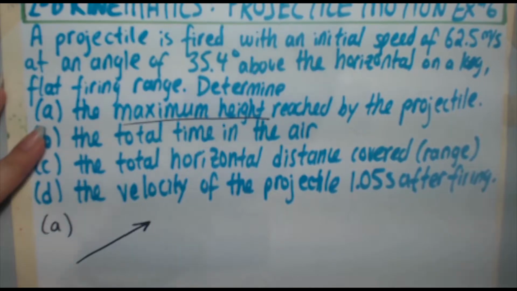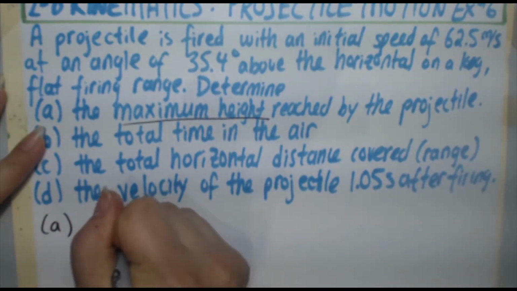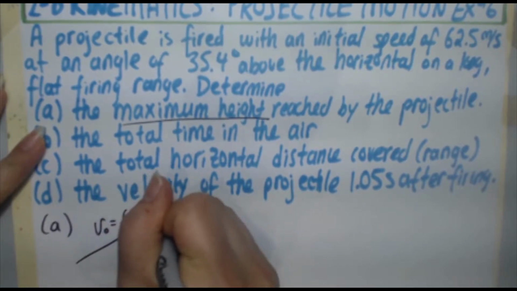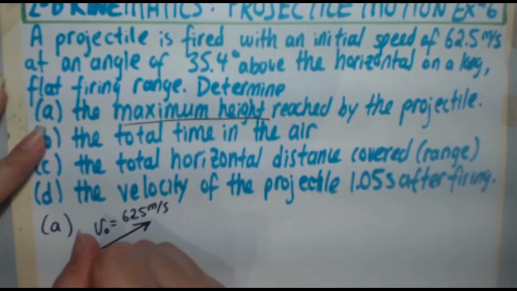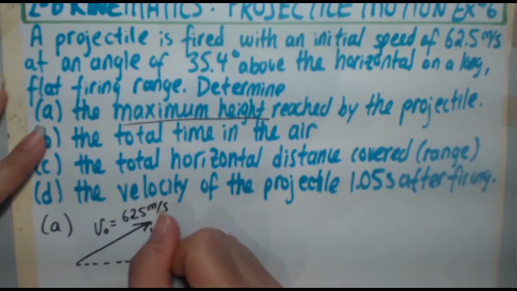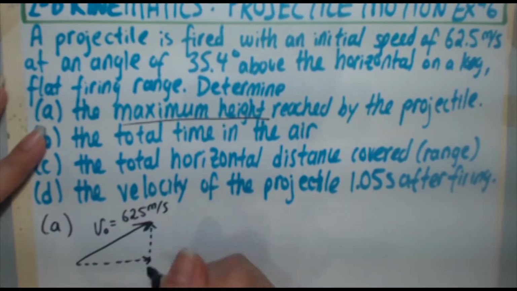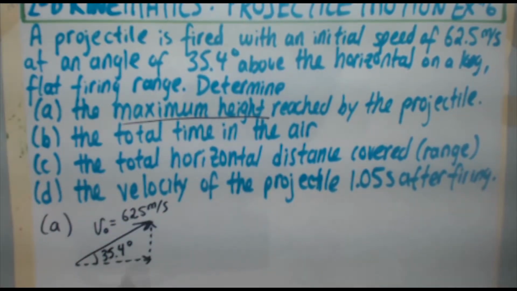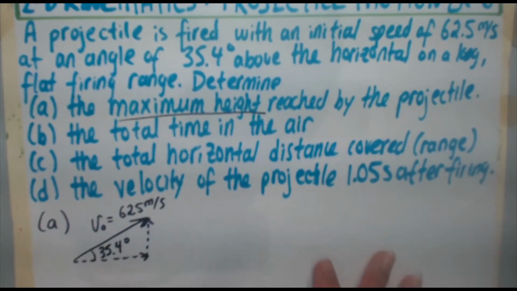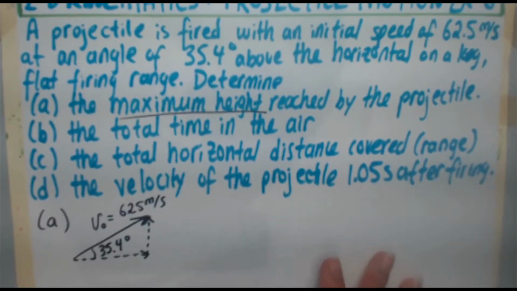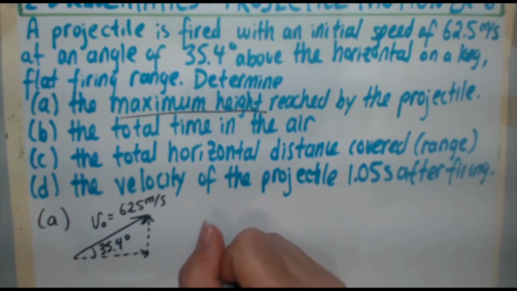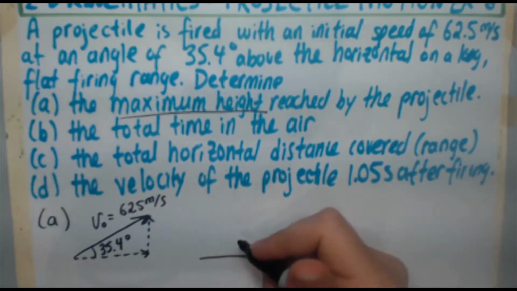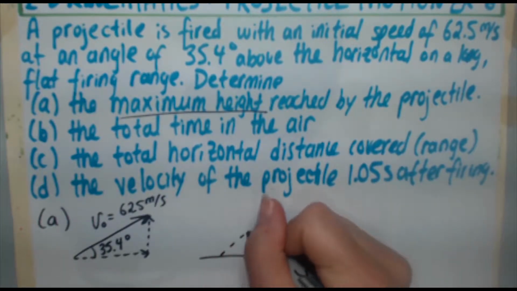So here's our initial speed. We've got an initial speed of V naught equals 62.5 meters per second. That has both a horizontal and a vertical component, and that's done at an angle of 35.4 degrees. Now, this is simply showing us what's happening with the vector, the initial speed, but in general, the motion of this projectile can be shown like this.